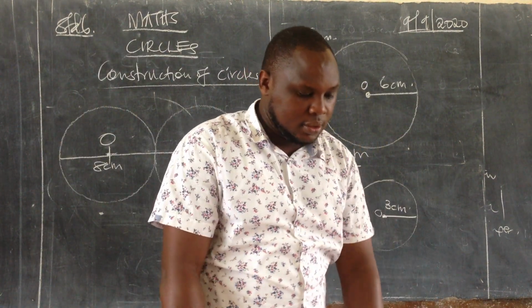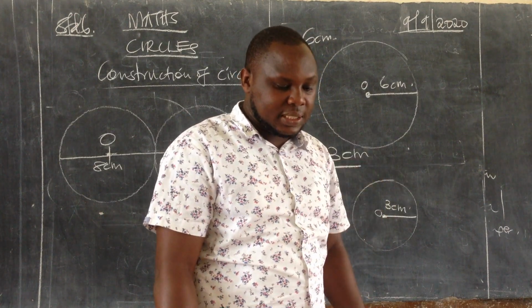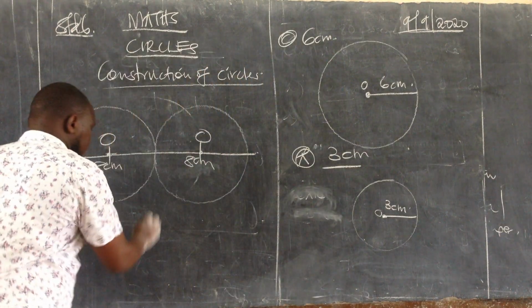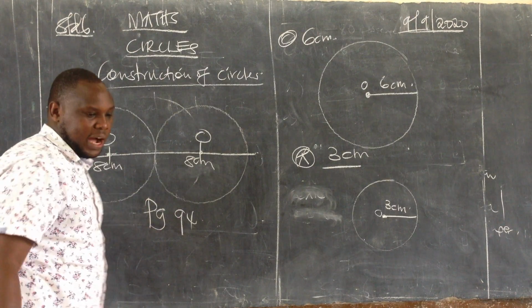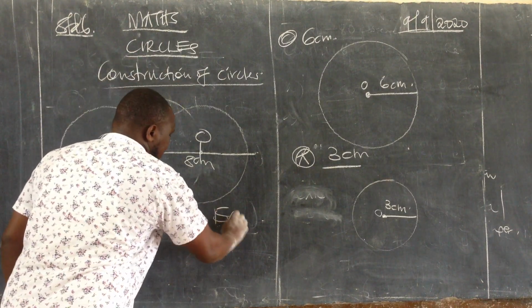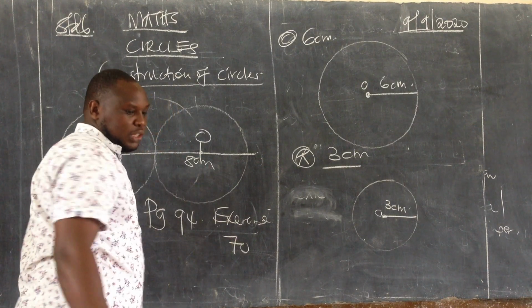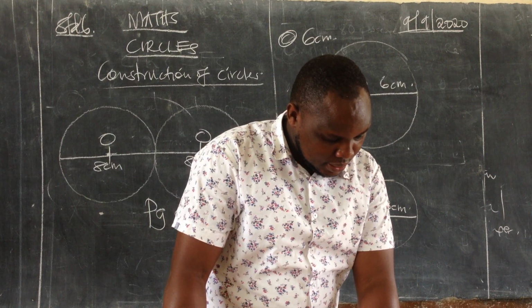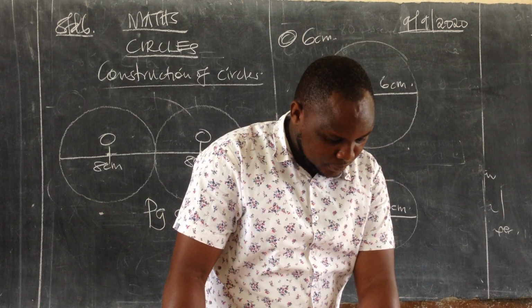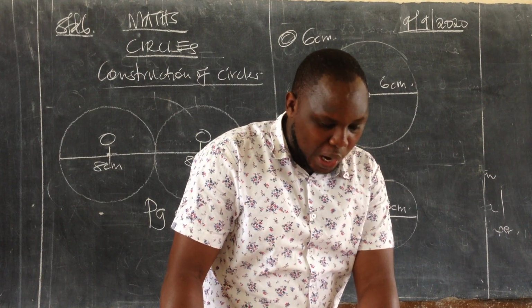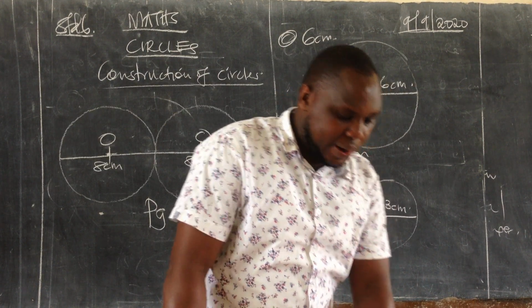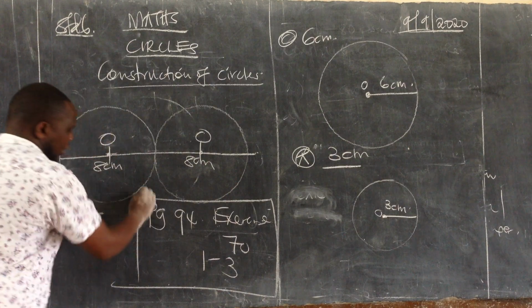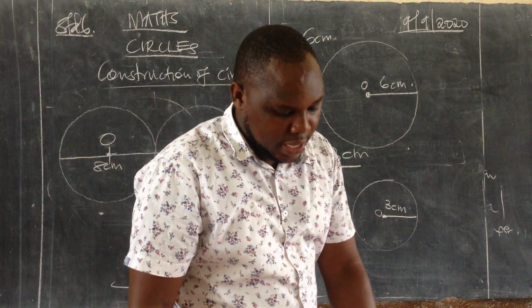I want you to do an exercise on construction of circles. You'll be guided and see how you're supposed to place your compass there. On page 94, we have exercise 70. Exercise 70. And I don't want you to draw so many circles. But there's one pattern you're going to make. That is on number 3. So I want you to do number 1 to 3. Ensure that you do that work. Do it well. You'll be guided how to make that pattern on number 3.